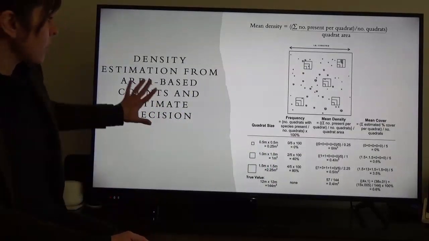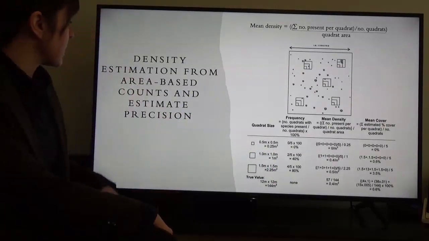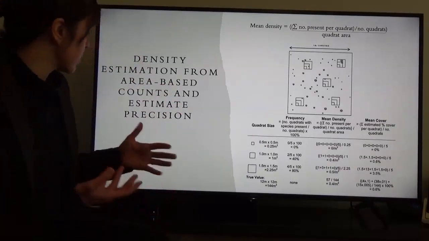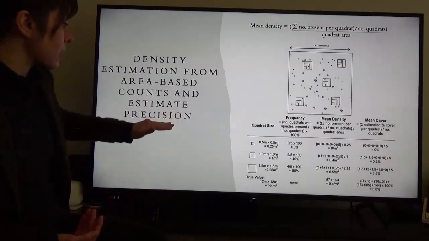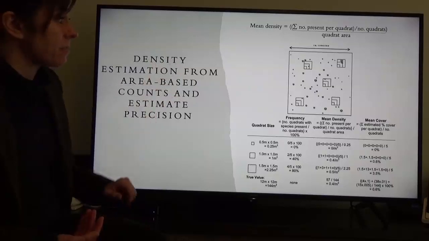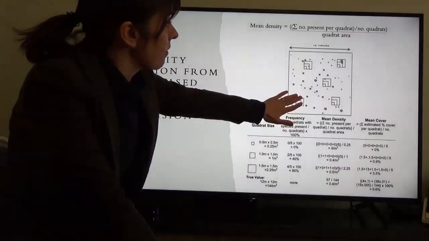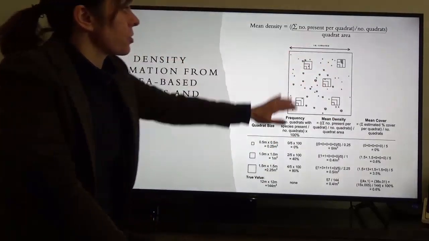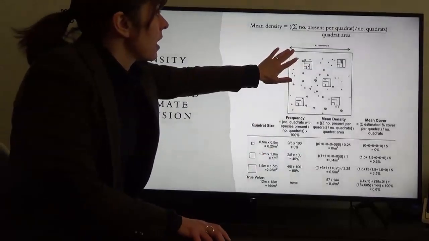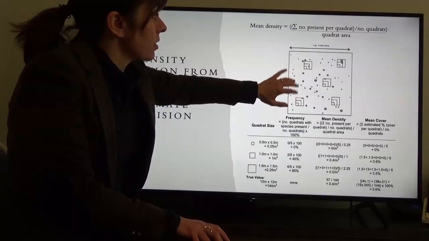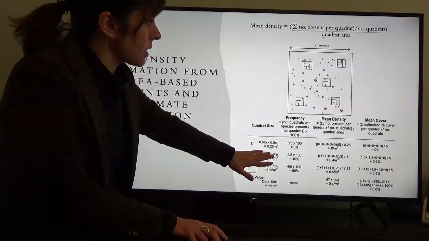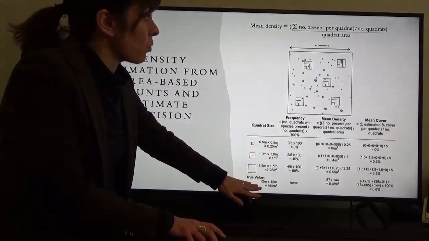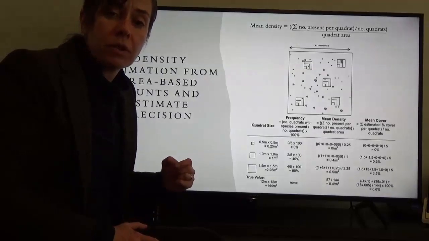Okay. But regardless, all of those things give us an area-based method of counts or presence absence or what have you. And what we can do is then scale those up to get a density. And so here we have some area that we're interested in, and we can sample quadrats. In this case, this figure is showing you quadrats of different sizes and what that means for the precision of your estimate.